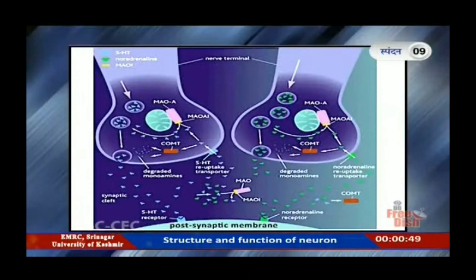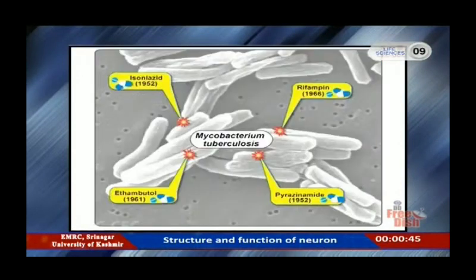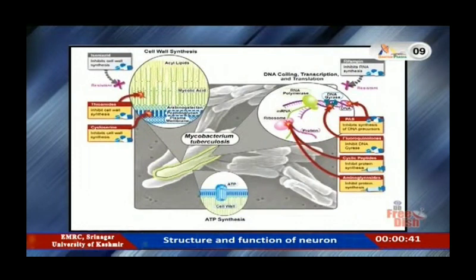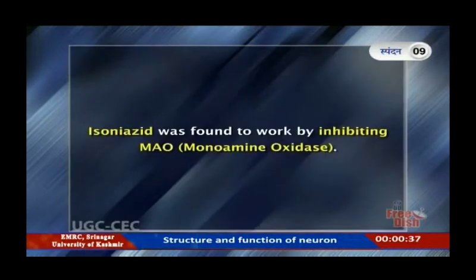The utility of MAO inhibitors was discovered serendipitously when patients treated for tuberculosis with isoniazid showed signs of an improvement in mood. Isoniazid was subsequently found to work by inhibiting MAO.